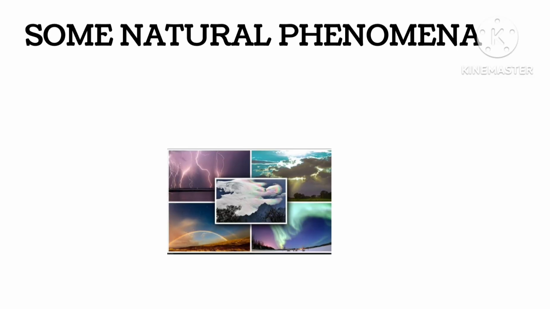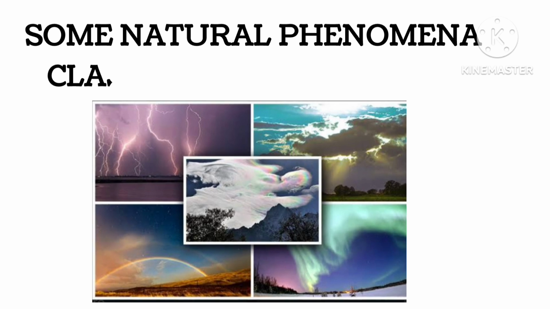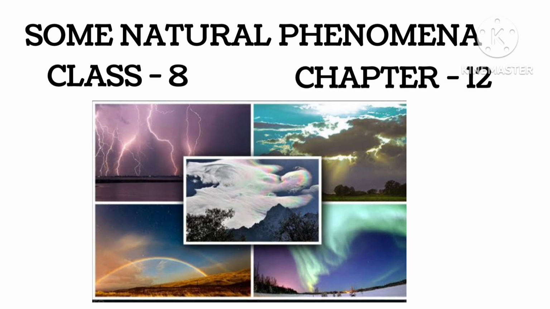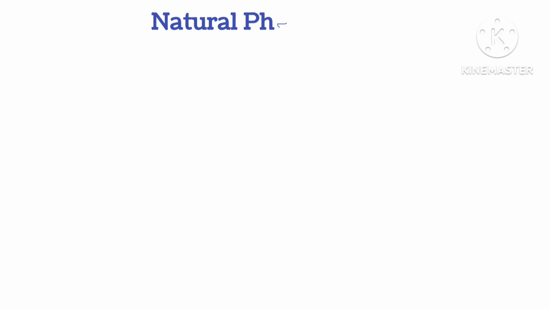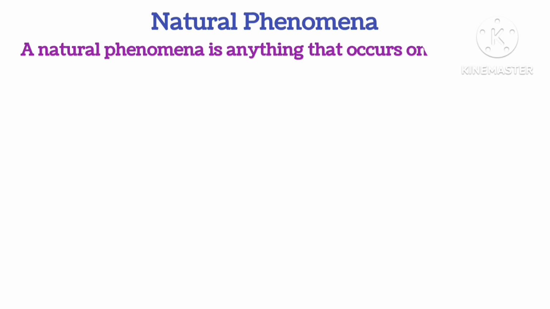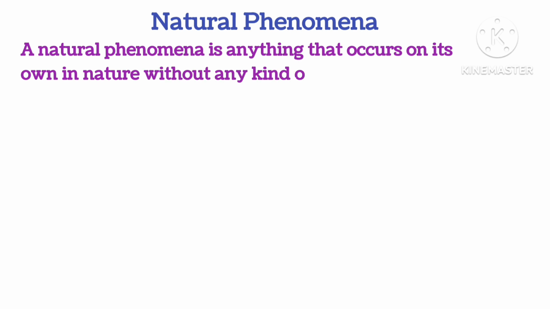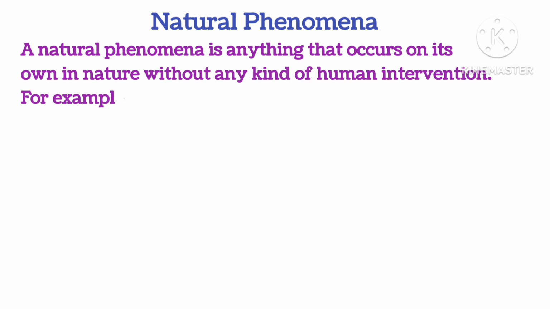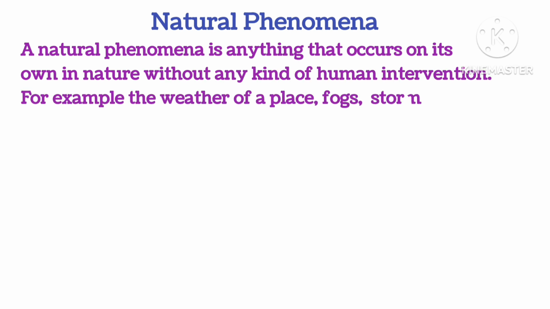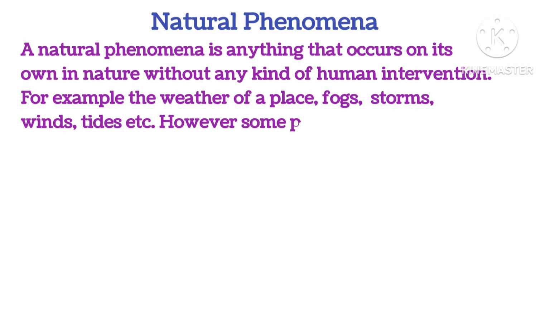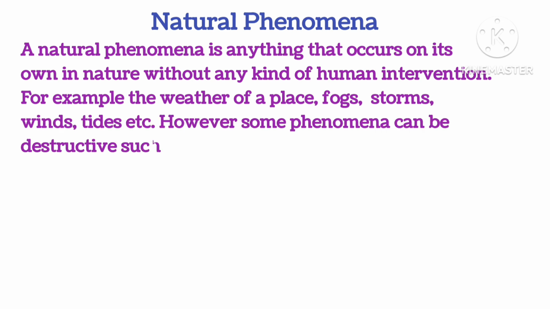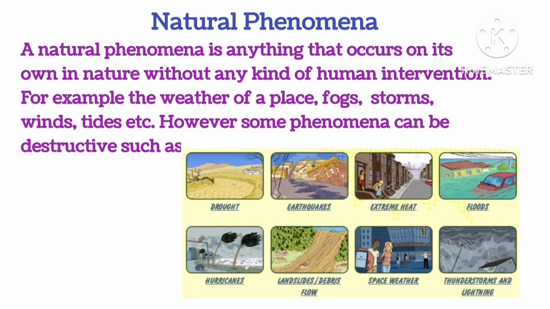Thank you. Today's topic is some natural phenomena. Class 8, Chapter 12. Natural phenomena. A natural phenomenon is anything that occurs on its own in nature without any kind of human intervention. For example, the weather of a place, fogs, storms, winds, tides, etc. However, some phenomena can be destructive, such as droughts, earthquakes, etc.